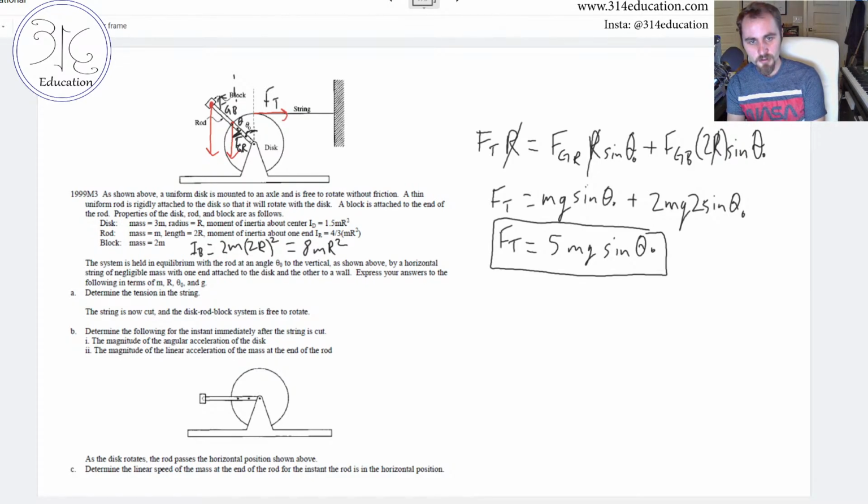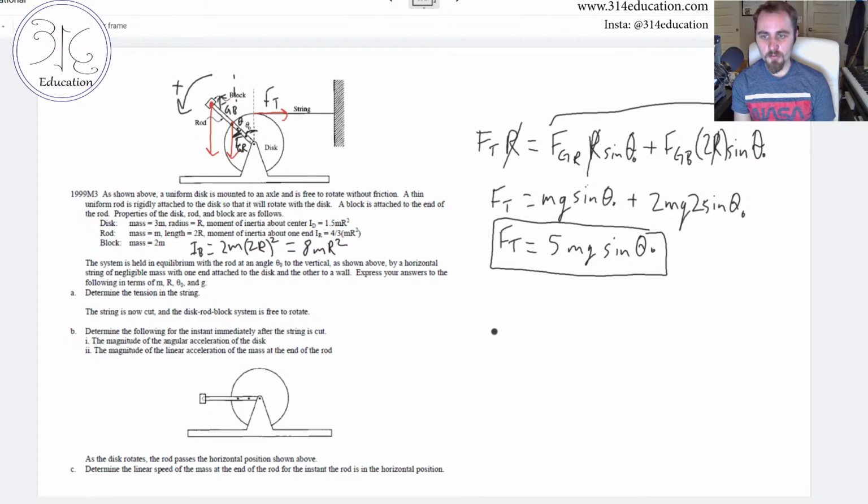Next, the string is now cut, and the disc rod block system is free to rotate. Instantly after the string is cut, we want to determine the magnitude of the angular acceleration of the disc, and then the magnitude of the linear acceleration of the mass at the end of the rod. After the string is cut, we're just looking at these torques now. Only the torques pointing in the counterclockwise direction remain, so we're going to be accelerating in the counterclockwise direction. Let's determine that as positive.